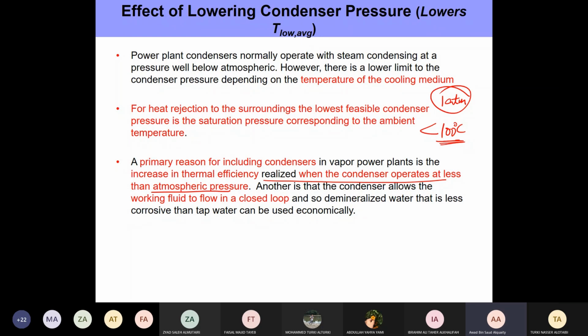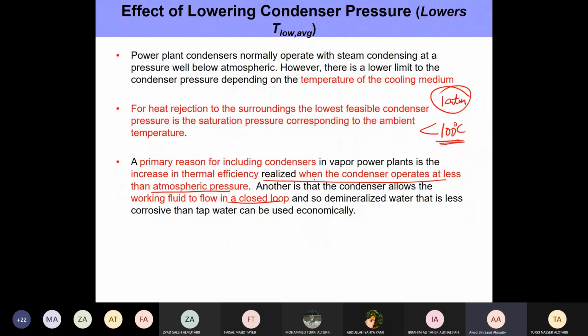The other advantage certainly is that it allows us to use the water, the working fluid, in a closed loop, meaning you don't have to provide huge quantities of water every time. You can just use it in a closed loop. It just goes around within a closed loop, and it saves a lot of cost. I mean, the water that you need here is not the water that we drink, right?